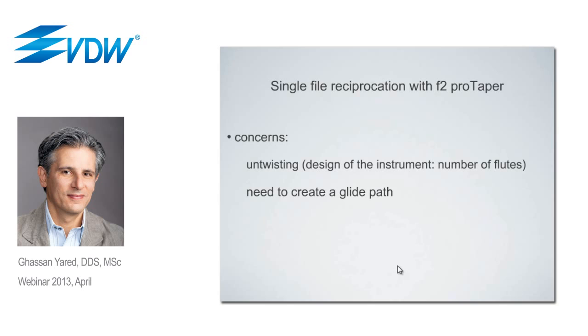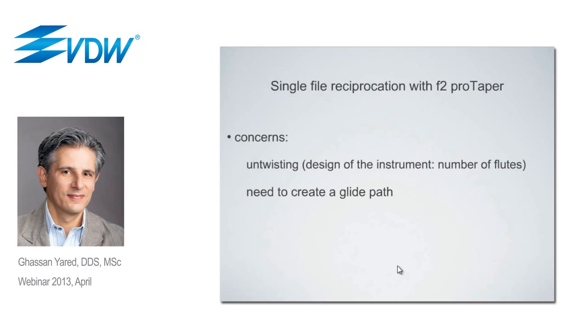So I used the F2 ProTaper for many years, probably in single file, for 6 or 7 years, and no other techniques. However, I still had some issues with it. The F2 ProTaper, if you are familiar with it, is quite rigid, and with the F2 ProTaper, I always needed to create a glide path. And you understand now my opinion about the creation of a glide path.